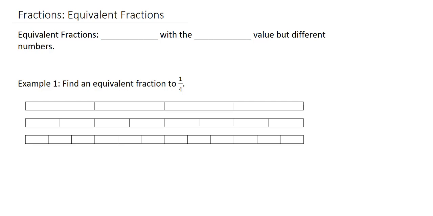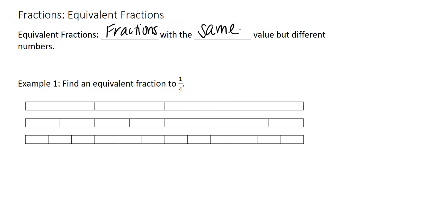Fractions. Equivalent fractions. Equivalent fractions are fractions with the same value but different numbers on both the top and the bottom, so the numerator and the denominator. So in this example, for number 1, we're going to find an equivalent fraction to 1/4.